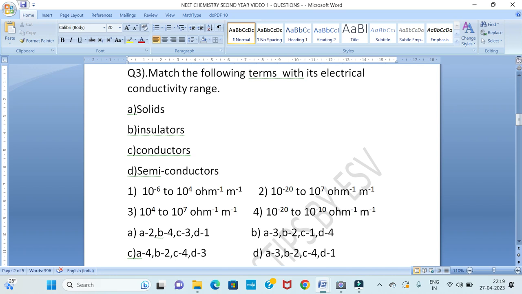Solids are three types. Those are these: insulators, conductors, semiconductors. Solids are divided into three types: insulators, conductors, semiconductors. So solids electrical conductivity range is between 10 to the power of minus 20 to 10 to the power of 7. Total 27.